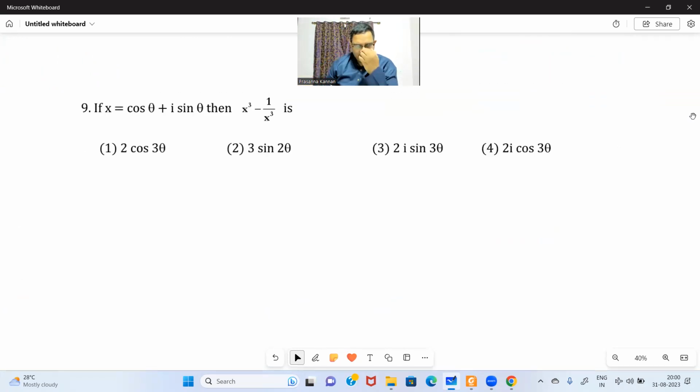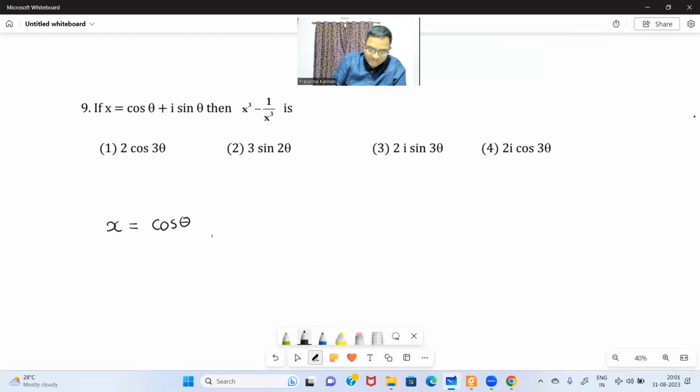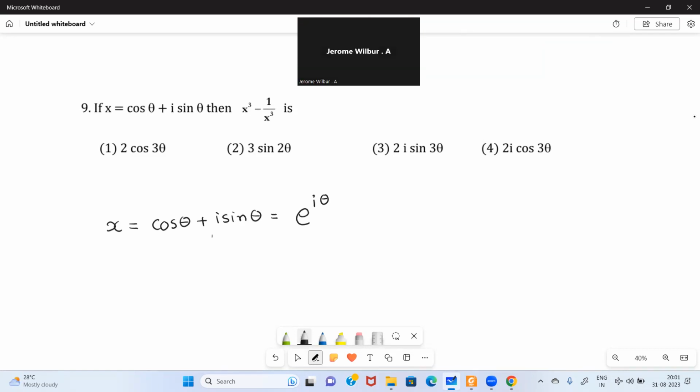Okay, if x is equal to cos theta plus i sin theta, then what is x cube minus 1 by x cube? See, in our class when we met, we had discussed if I have x is equal to cos theta plus i sin theta, I can write it in one more form. What is that? Euler's form. So cos theta plus i sin theta can be written as e power i theta. Do you remember? Yes, sir.